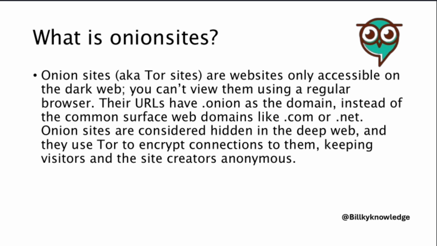What are onion sites? Onion sites, aka Tor sites, are websites only accessible on the dark web. You can't view them using a regular browser. Their URLs have .onion as the domain, instead of the common surface web domains like .com or .net. Onion sites are considered hidden in the deep web, and they use Tor to encrypt connections to them, keeping visitors and the site creators anonymous.